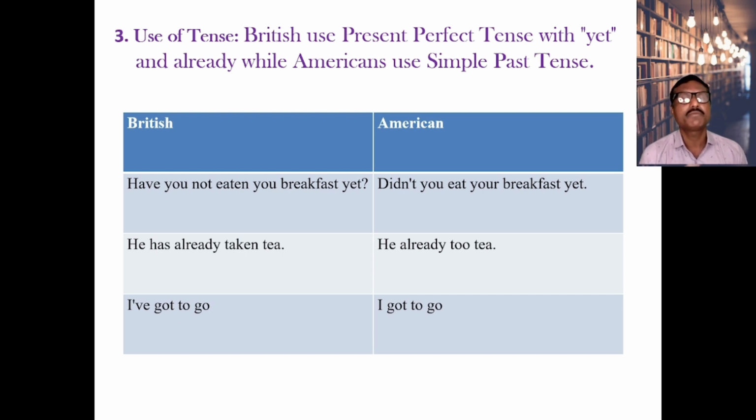Now, same is the case with another example. He has already taken tea, and Americans will say he already took tea. That is, K is missing in the took. Then I've got to go. When British say, they say I've got to go, while Americans say I gotta go. This is the difference. I have got to go. I gotta go. This is the difference of the grammar, a use of actually present perfect tense and simple past tense.